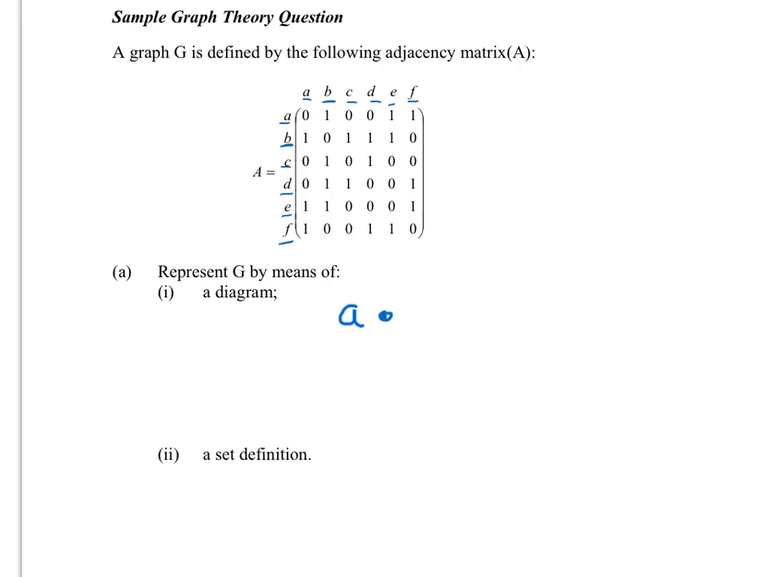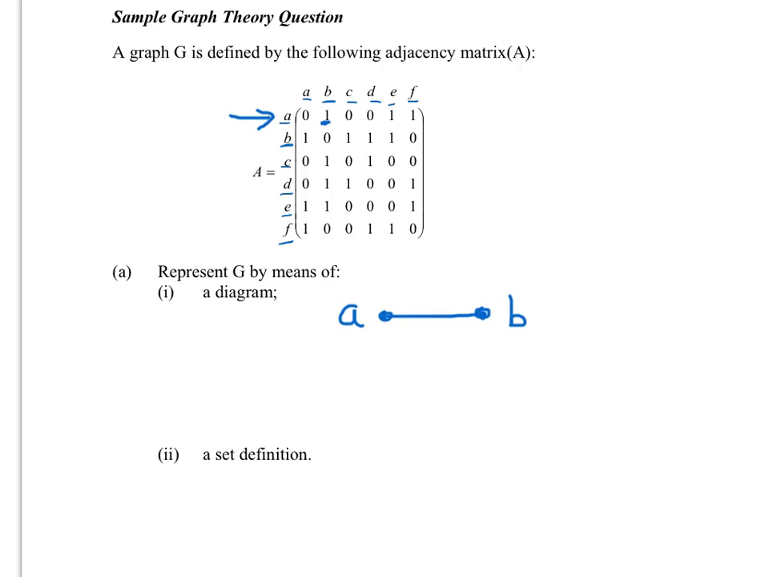Next I go to the row A and I move along row A and I look at what A is connected to. Well, A is not connected to itself, but it's connected to B. So what I do is I draw in a vertex B and a connection or an edge between A and B. So in graph theory, this line here is called an edge.